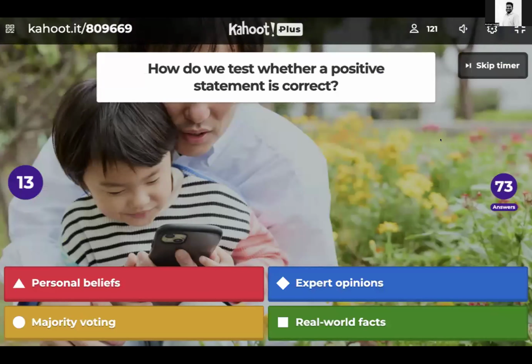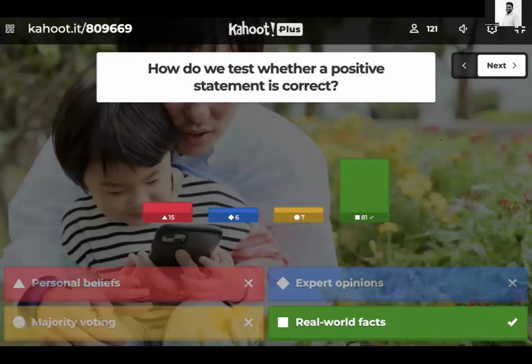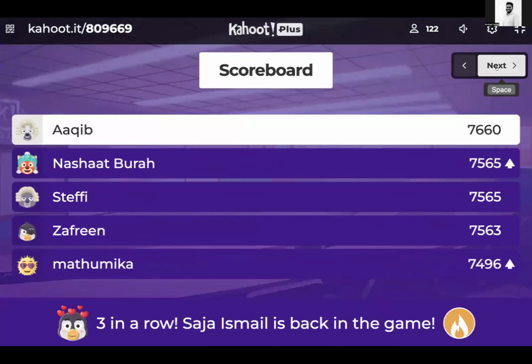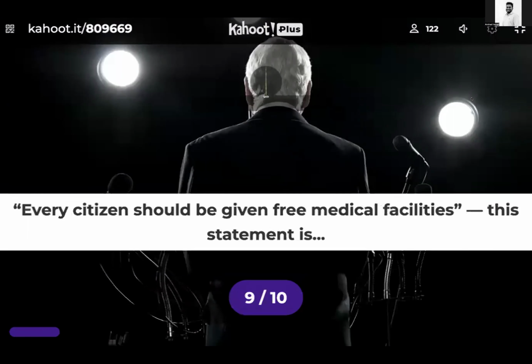How do you test a positive statement, whether it's correct or wrong? Using real world facts. You look at the facts. If I say my age is 50, you look at my birth certificate and the date of birth and you give me the answer. Okay, top place isn't changing. Two more to go.